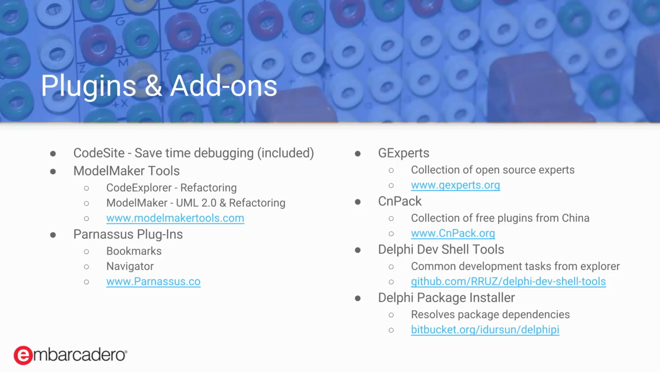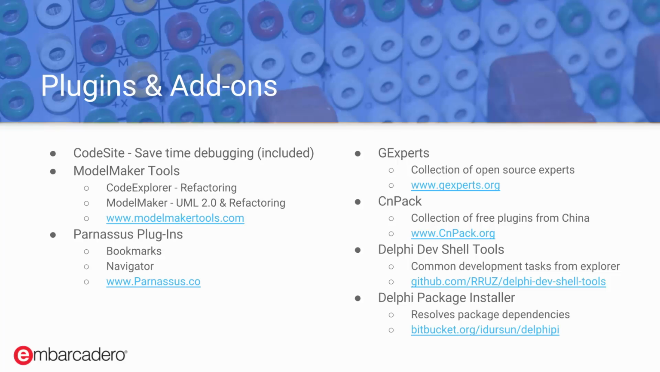Two more commercial ones are Model Maker Tools and Parnassus plugins. Model Maker has two tools. They have Code Explorer and Model Maker. Code Explorer, I really like Code Explorer. I was a huge fan of it for a long time, used it quite a bit, and I don't remember why I got out of the habit of using it. But it's fantastic. I know so many people that just cannot work without Code Explorer because it is so powerful. It can fundamentally change the way you interact with the IDE. Their Model Maker tool is the higher end one. It includes a full UML framework in it.